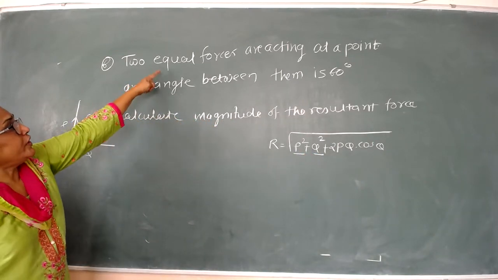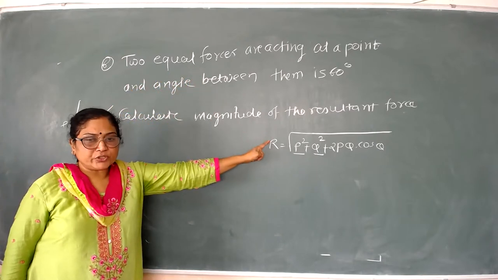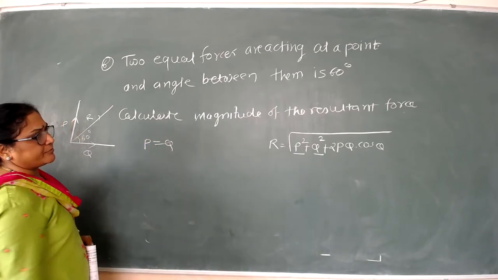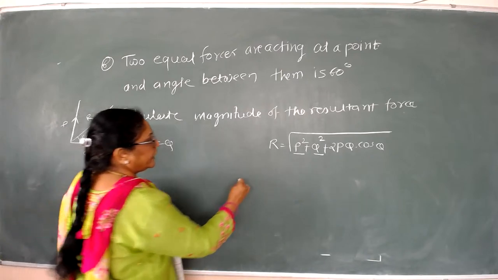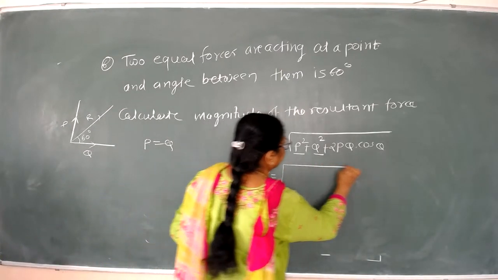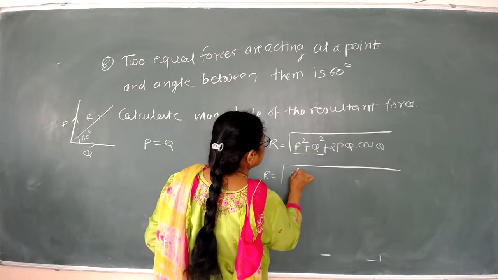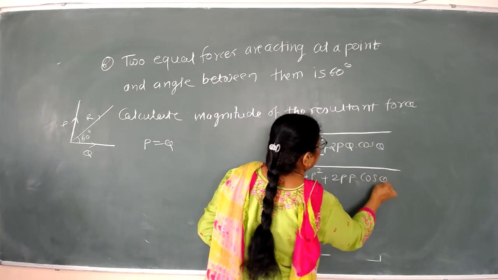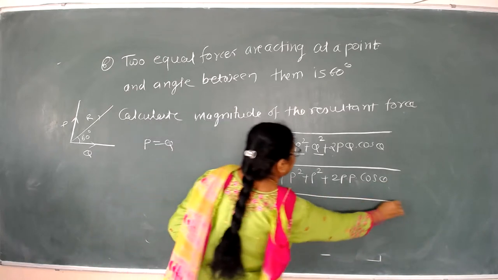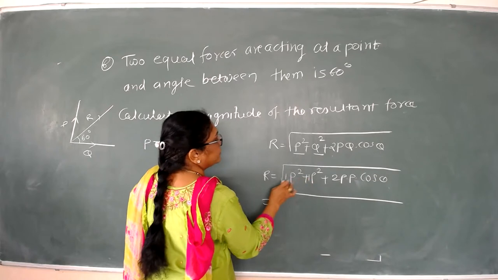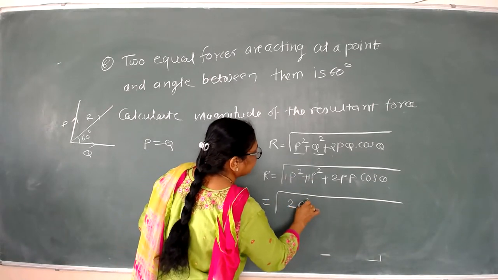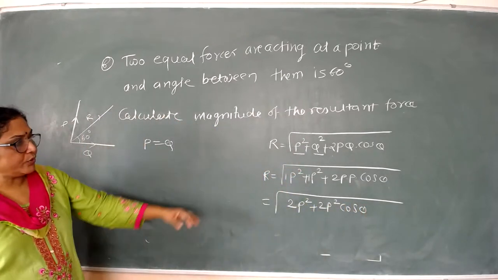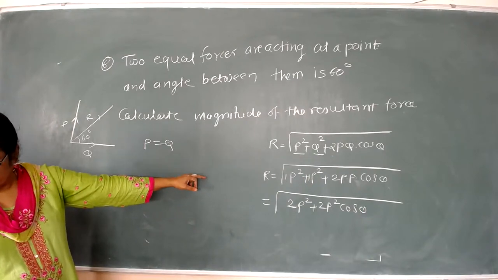In this question, two equal forces means P is equal to Q. Both the values are the same, so take any one of the values. Suppose P is equal to Q, then R equals root of P square plus P square plus 2P into P into cos theta, which is root of 2P square plus 2P square into cos theta.